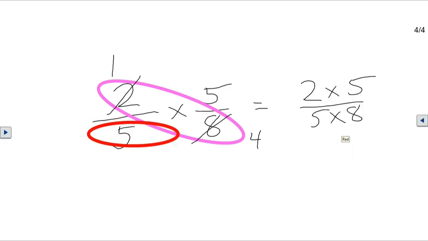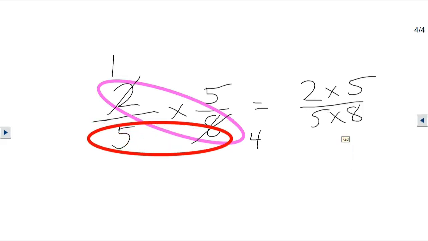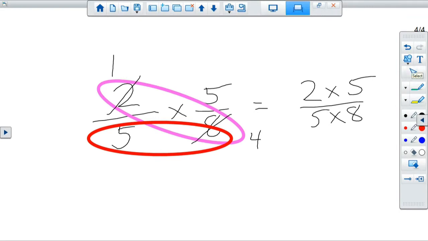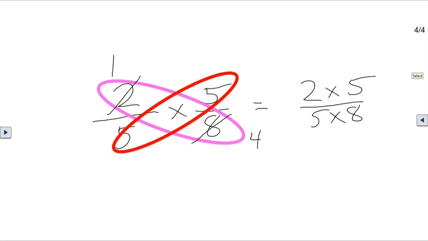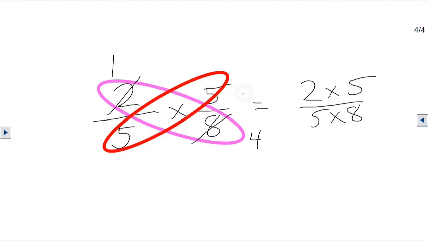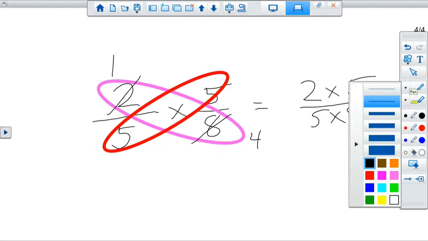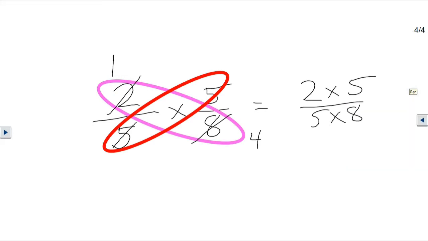Then I'm going to look the other way, diagonally this way. I'm going to ask myself, what's divisible, or what can go into both 5 and 5? What are the factors of 5 and 5? Well, it's 5. So 5 divided by 5 is 1, and 5 divided by 5 is 1.